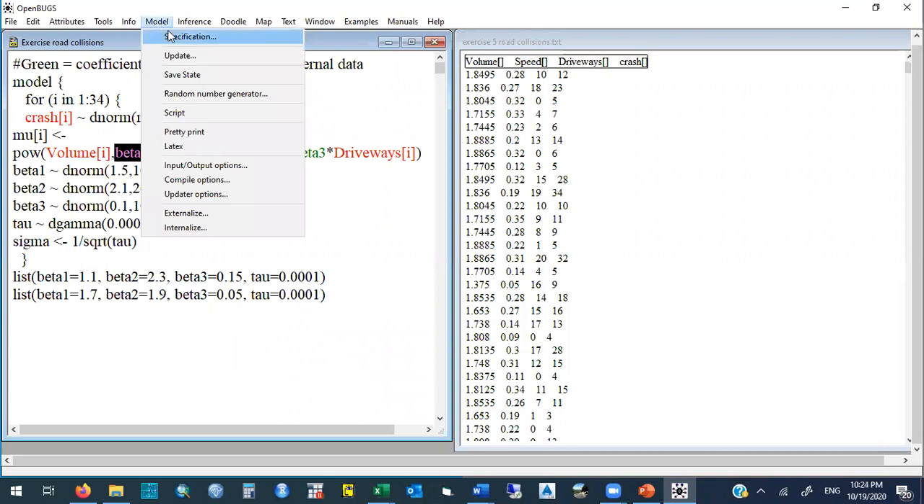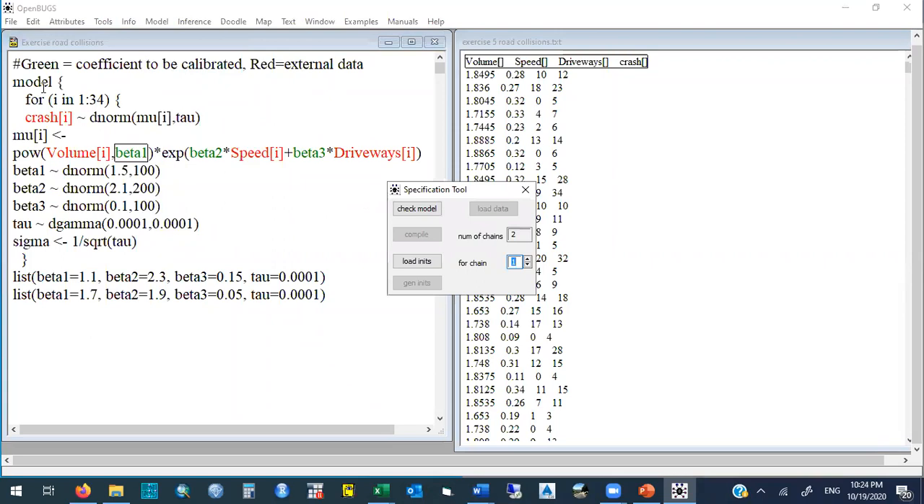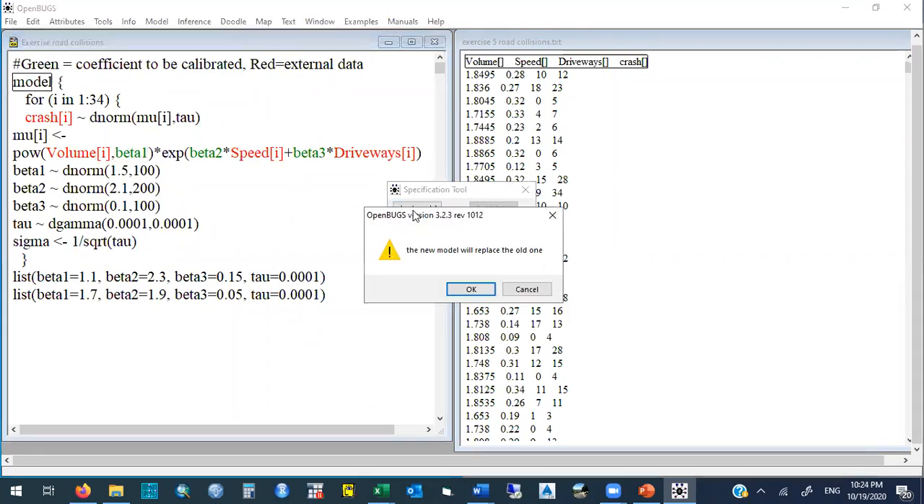So the calibration goes like this. You go to the model and you say specify the model. You select the model, you highlight it, and you say check model.